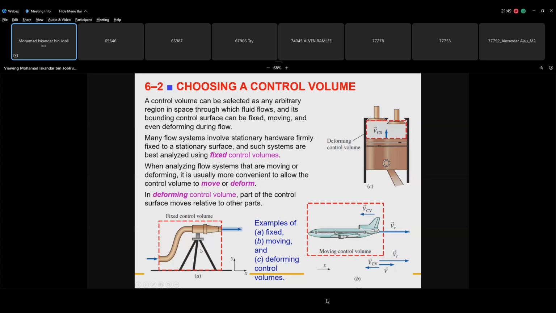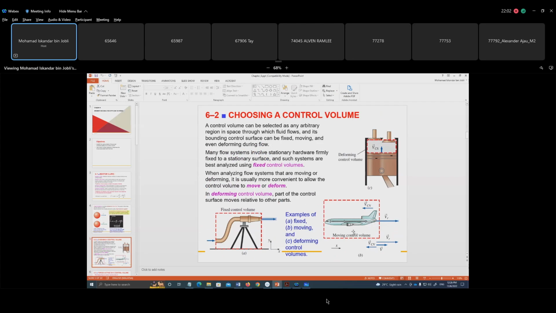Okay, it has a tripod supporting the water flow, so it can't move. The best that you could do is to analyze it in its just direction. The control volume will never change, unlike a plane.